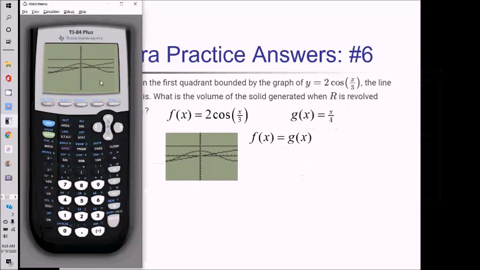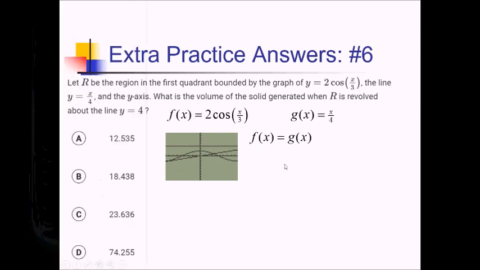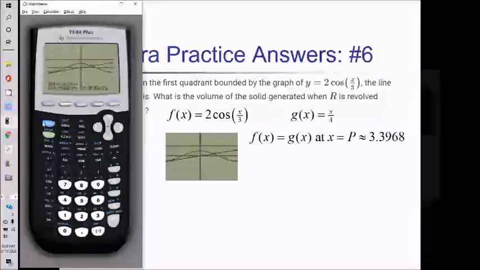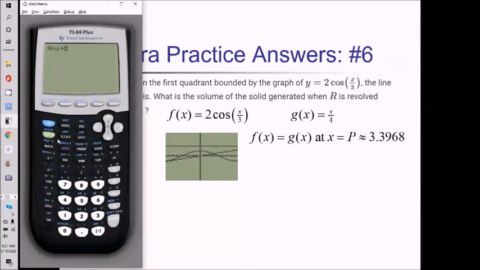So let me do second trace, intersect, and then let me just go over to that spot with my spider, press enter again, and one more time. Gives me 3.3968, and I'm going to refer to that hereafter as point P, or x value P. In fact, on my calculator, I'm going to quit out of the graph and store that x value I just got as alpha P. Don't want to lose it. I have a feeling I'm going to need this in an integral in a minute.